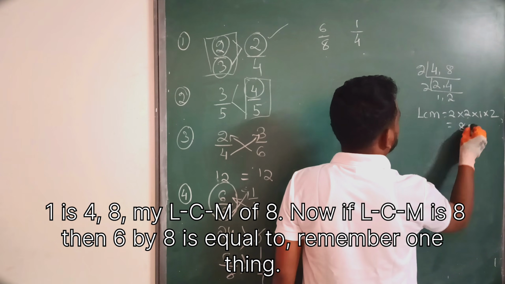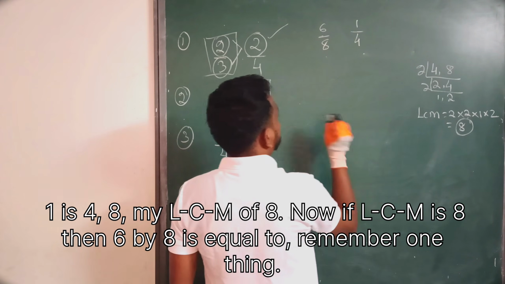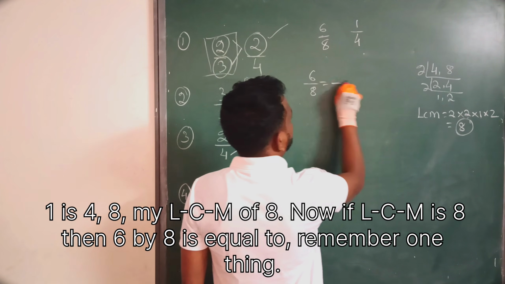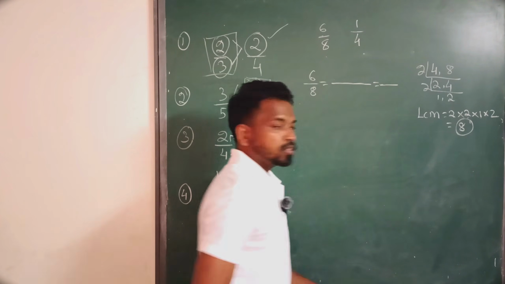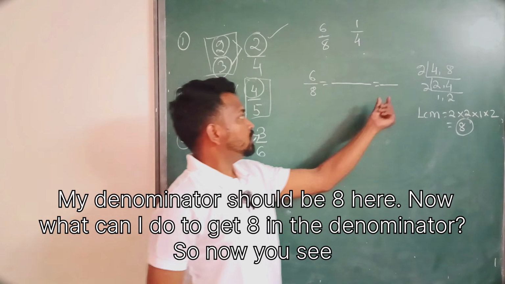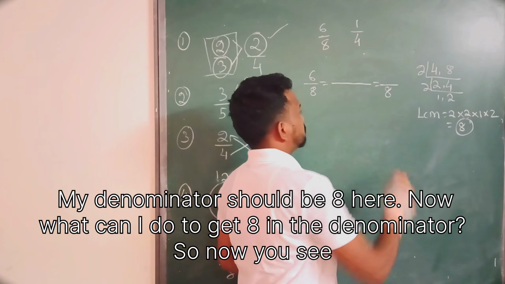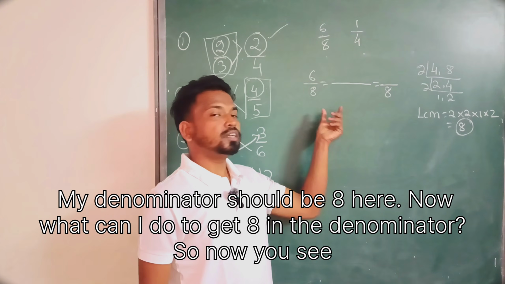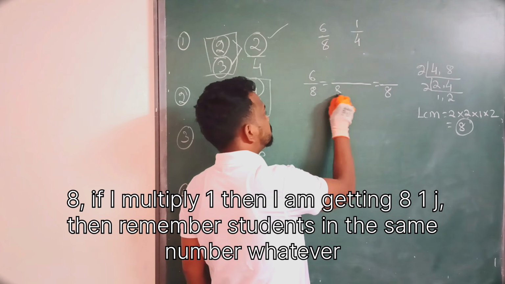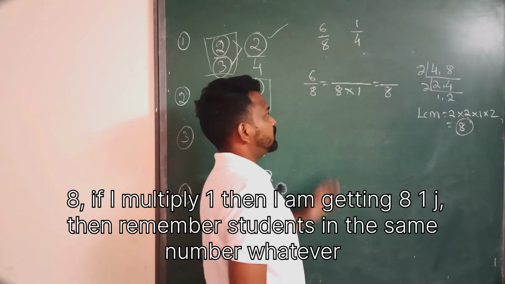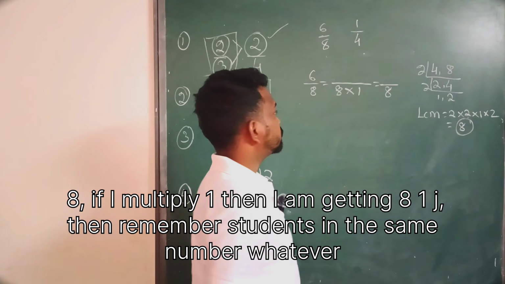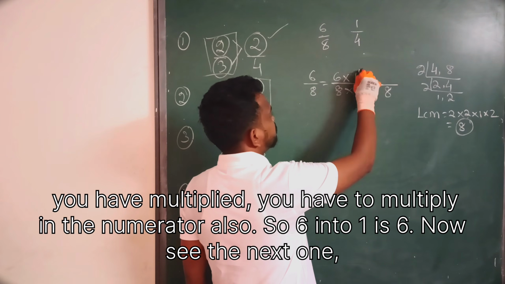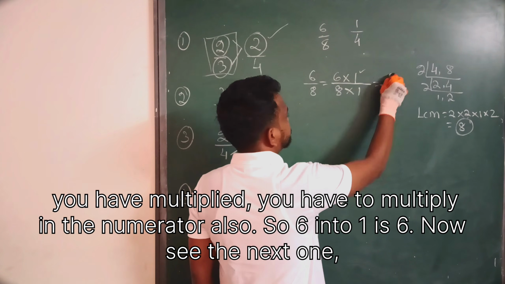My LCM, I got how much? 8. Now if LCM is 8, then 6 by 8 is equal to... remember one thing, my denominator should be 8 here. Now what can I do to get 8 in the denominator? So now you see 8, if I multiply by 1, then I am getting 8, 1 eights are 8. Then remember students, the same number you have multiplied, you have to multiply in the numerator also. So 6 into 1 is 6.